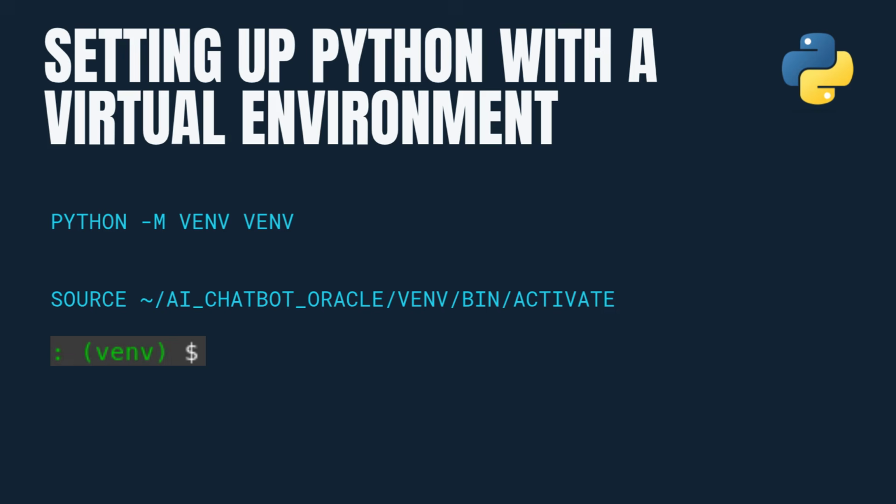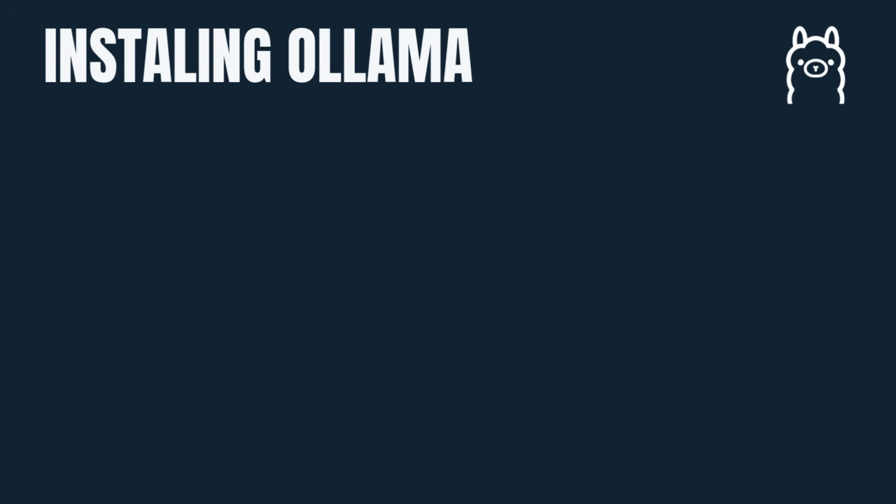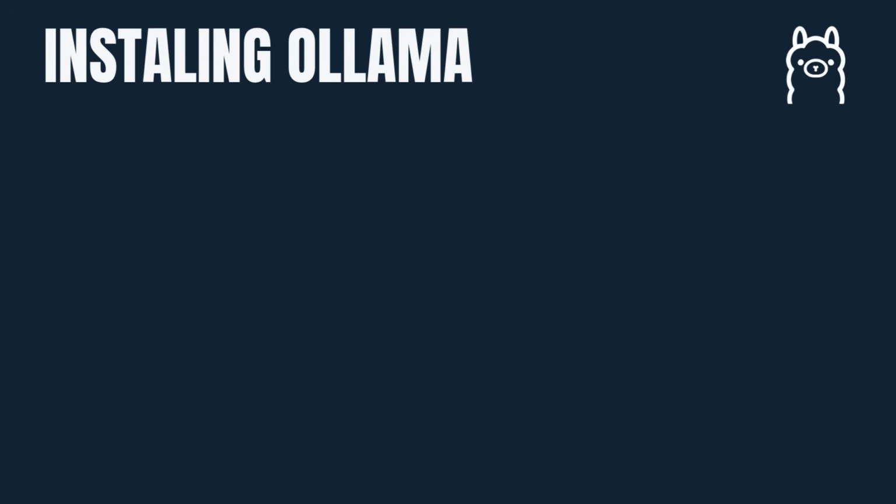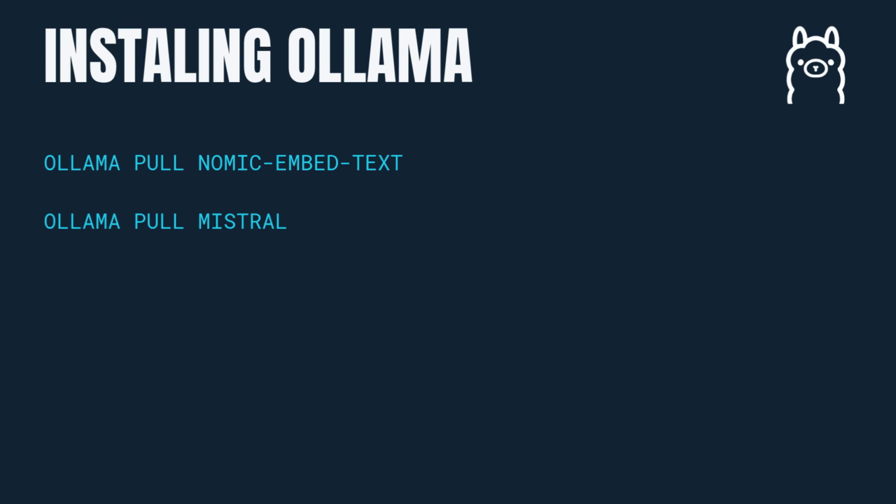Next up, we need Ollama, which is the tool that lets us run AI models directly on your local machine. To get it installed, just run this next command. Now that Ollama is up and running, let's pull the embedding model, nomic-embed-text, and the Mistral LLM. After the download finishes, run ollama list to verify they are ready to go.